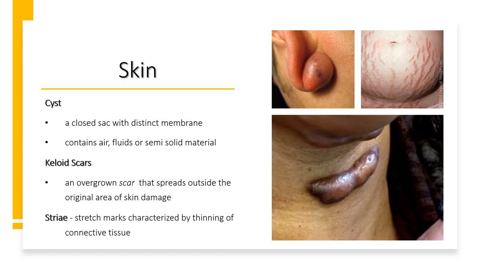A keloid scar is an overgrown scar that's over-granulated, and that spreads out from the original area of the skin damage and gets a bit bigger. It might be raised on the skin. This is the worst example I could find. It almost looks like a slug on this person's skin underneath the chin. So they may well have had some sort of incision, maybe a thyroidectomy, tracheotomy, something like that. It does look like a slug, but it is a keloid scar.